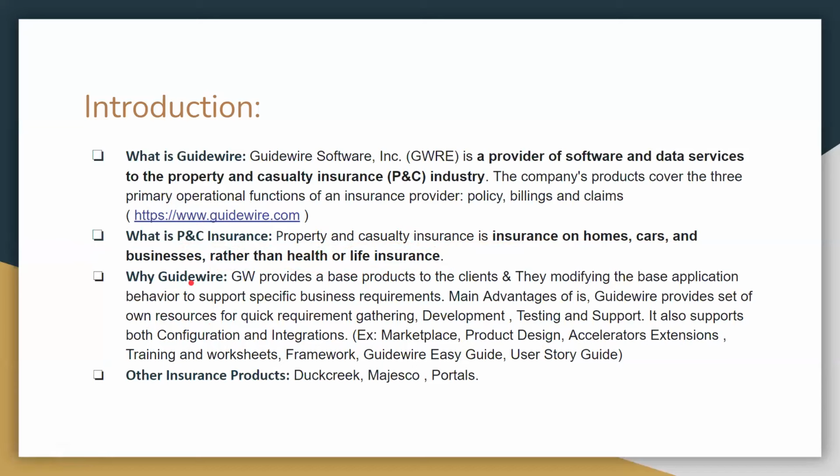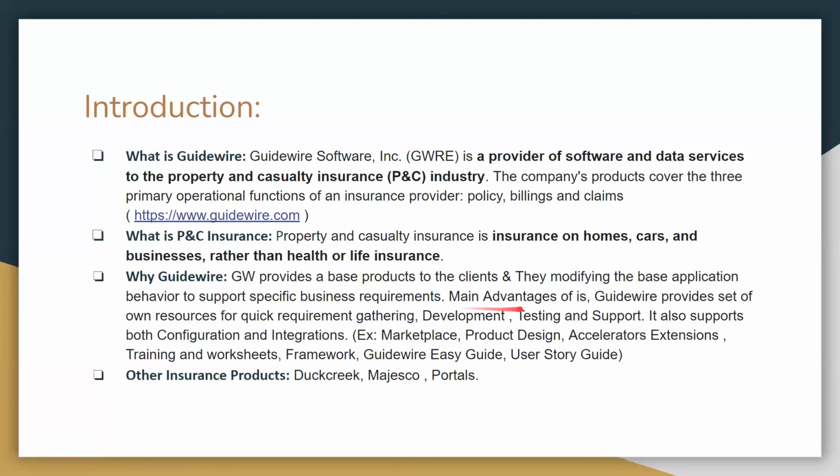So what is Guidewire? Guidewire provides base products to the clients. They modify the base applications to support their specific business requirements. Guidewire already has the tools: Policy Center, Billing Center, Claim Center. So the application is already available. In real time, any client who bought this Guidewire project will make some modifications based on their requirements. Based on the modifications, developers have to develop and testers have to test. Simple. The base application is already tested and available, and based on the business requirement, it will be modified.